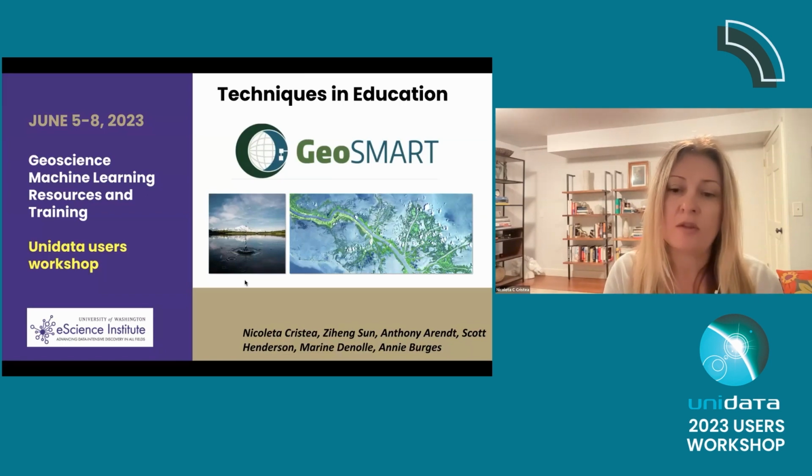Their names are Jensen Sun. Jensen is a research professor at George Mason University. Anthony Arendt and Scott Henderson are data scientists and research scientists at the University of Washington eScience Institute. Maureen Denal is an assistant professor in Earth and Space Science at the University of Washington. And Annie Burgess is ECIP lab director that is helping us with various tasks.